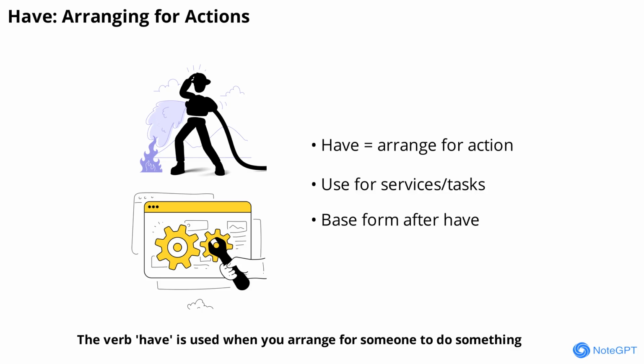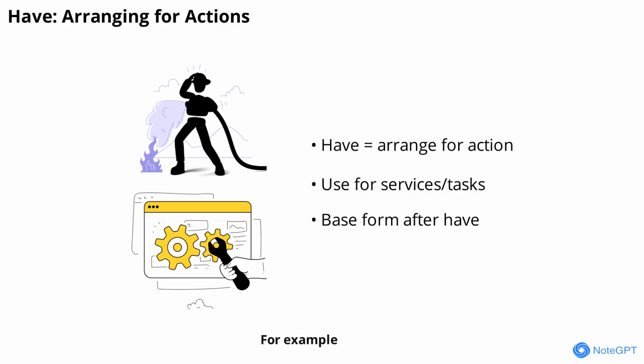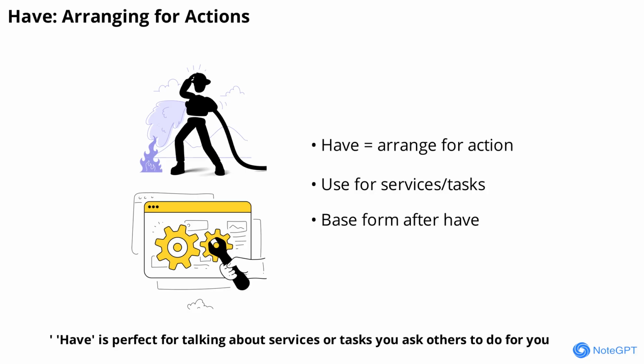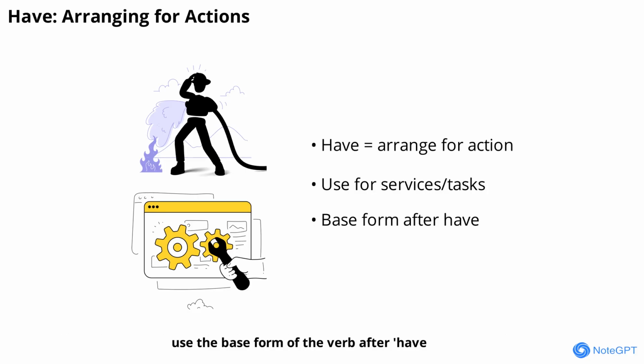The verb have is used when you arrange for someone to do something, often as a service. For example, Rob is having his house painted next weekend. Here, Rob arranges for someone else to paint his house. Another example, I had a plumber fix my plumbing this morning. Have is perfect for talking about services or tasks you ask others to do for you. Again, use the base form of the verb after have. This structure is very useful in everyday English, especially when talking about jobs or favors.